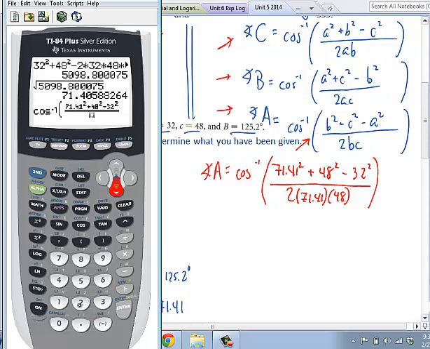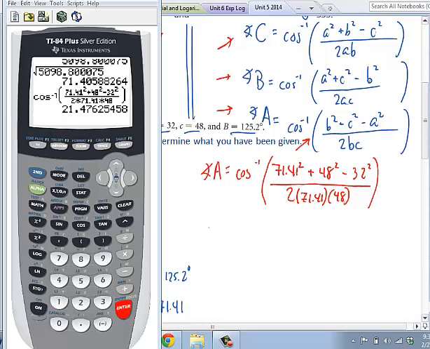So I'm going to put in 2 in the bottom times 71.41 times 48. I'm just going to arrow over to the right, close my parentheses, and hit enter. And I have an angle A to be 21.47.